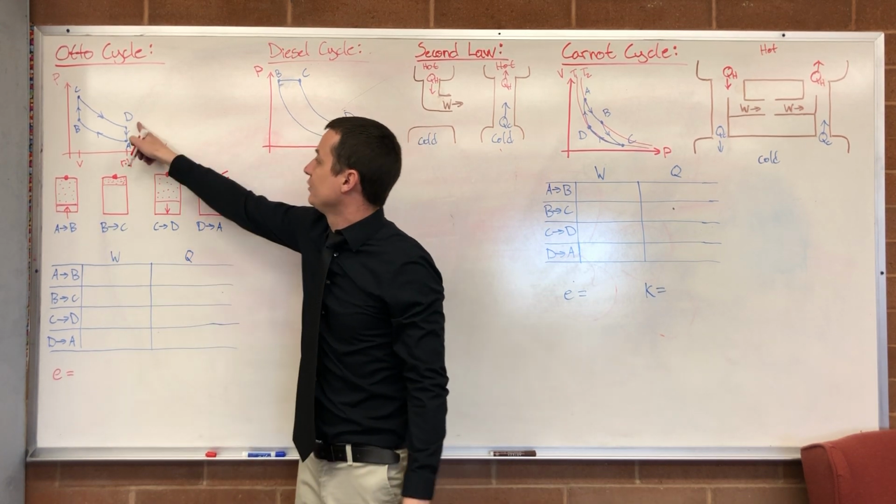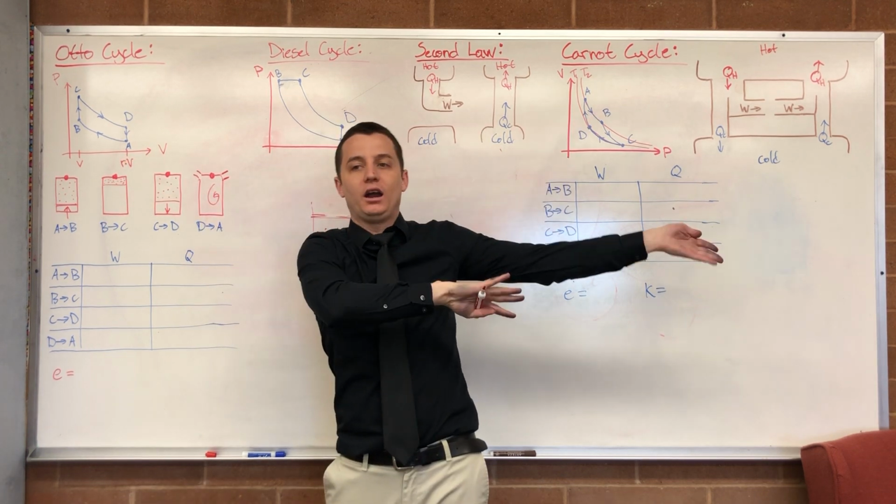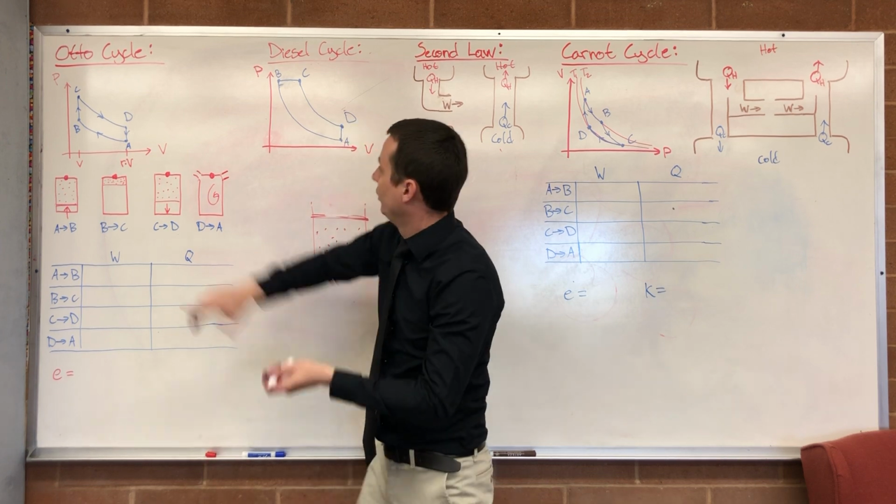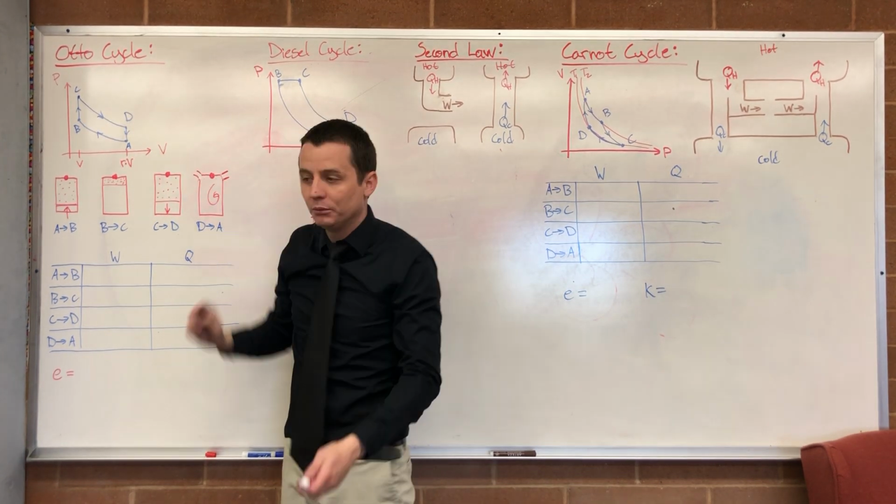So ultimately what happens from D to A is we get rid of all the hot air and let cold air back in with gas fumes mixed into it again. And so essentially what happens is the temperature just drops.